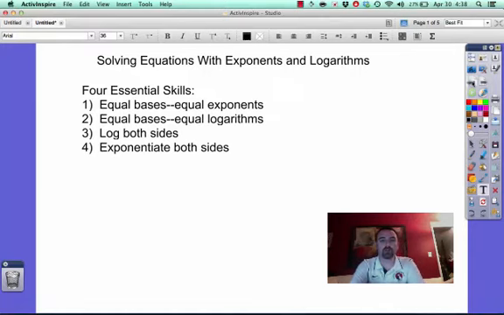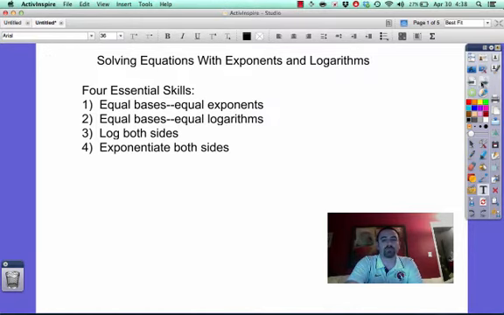Okay, we're going to talk about 4 problems now dealing with exponents and logarithms. I've boiled these kinds of problems down into 4 basic skills, or 4 basic things that we can do with these problems. The first skill is using equal bases with the property of equal exponents. We're doing equal bases of logarithms, using those with equal logarithms. So equal bases equal exponents, equal bases equal logarithms, the method to log both sides, and the method to exponentiate both sides.